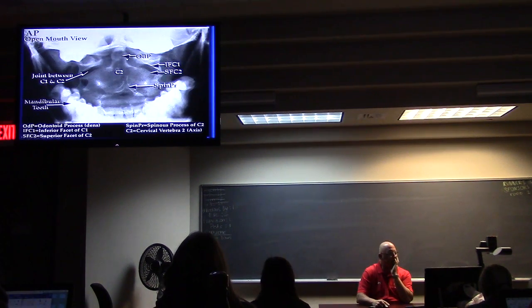From the dens to the lateral mass, this space should be exactly the same as from this side of the dens to this lateral mass. That should be equal, should be symmetrical. From down here at the base of the dens to up here should be the same space. From here to here should be the same. It should all be lined up and equal.